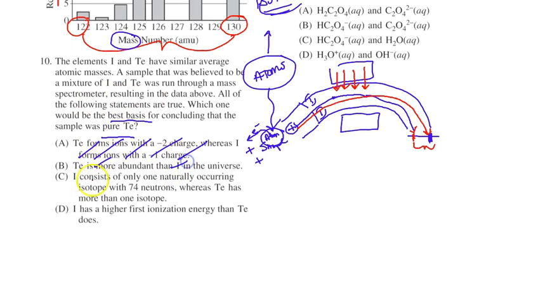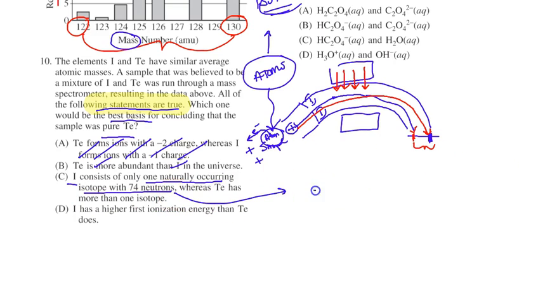That's a silly statement. I consists of only one naturally occurring isotope with 74 neutrons, whereas tellurium has more than one isotope. Now they said all of the what? Statements are true. So if this is a true statement, that we know that iodine consists of only one naturally occurring isotope with 74 neutrons, think with me for a second.